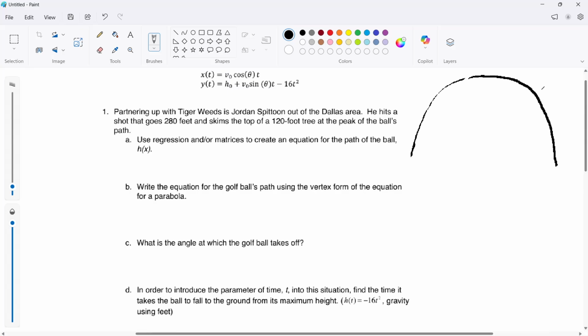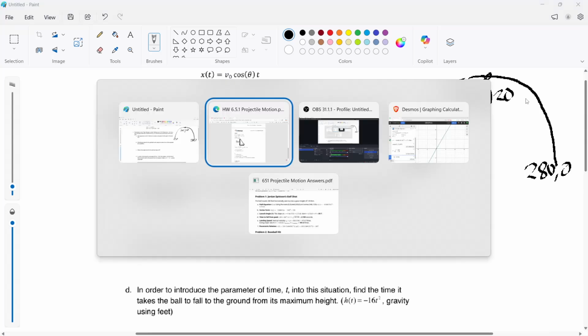So it starts at (0, 0). Then it travels 280 feet, and the height again is 0. And at its peak, it's 120 feet high, so 120. What's the x? Well, it's symmetrical, so the vertex is halfway between, so it's 140. So now I have 3 points, and I can make a regression.